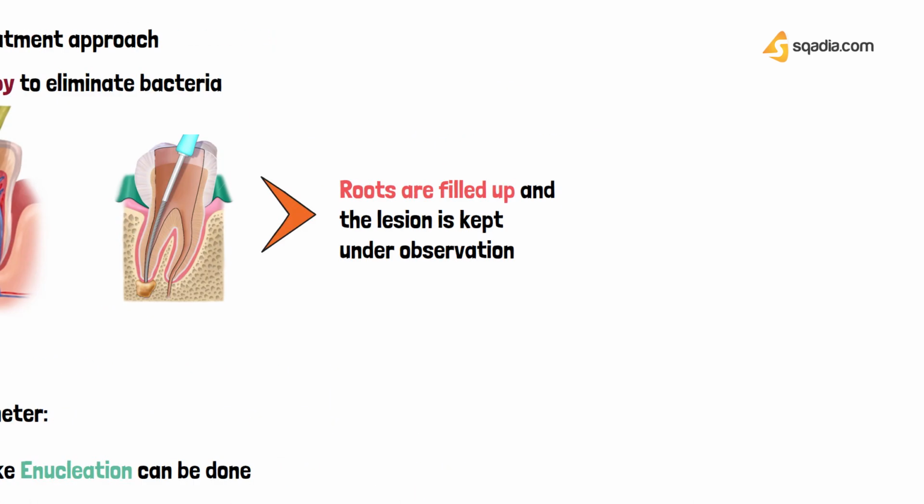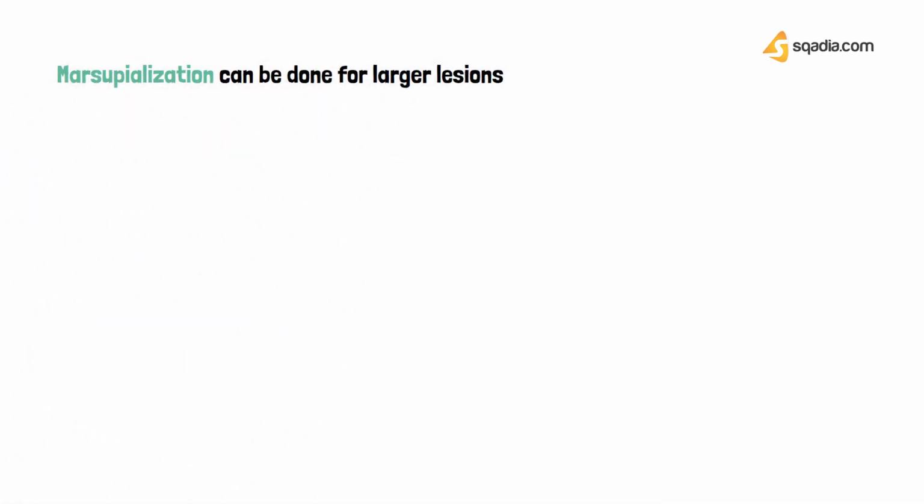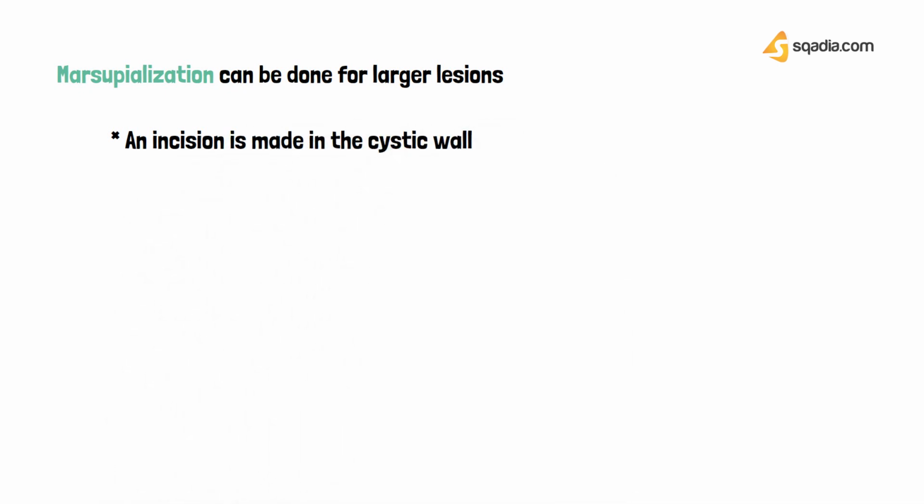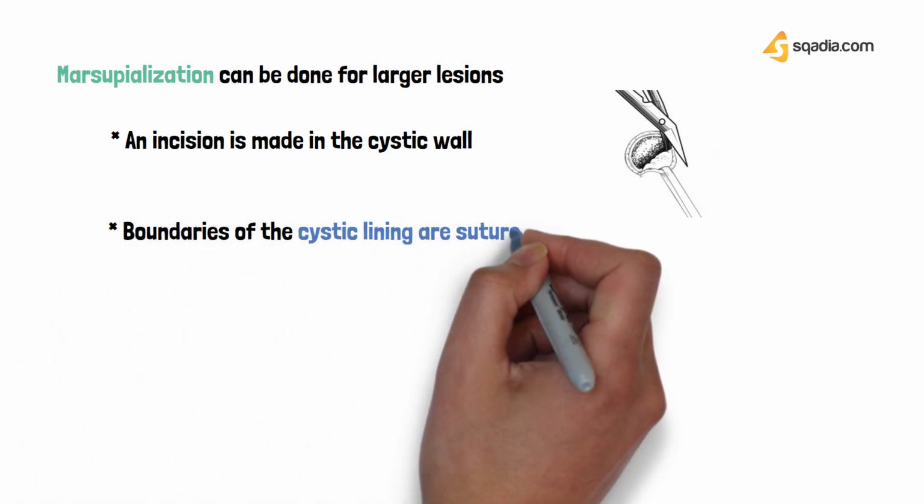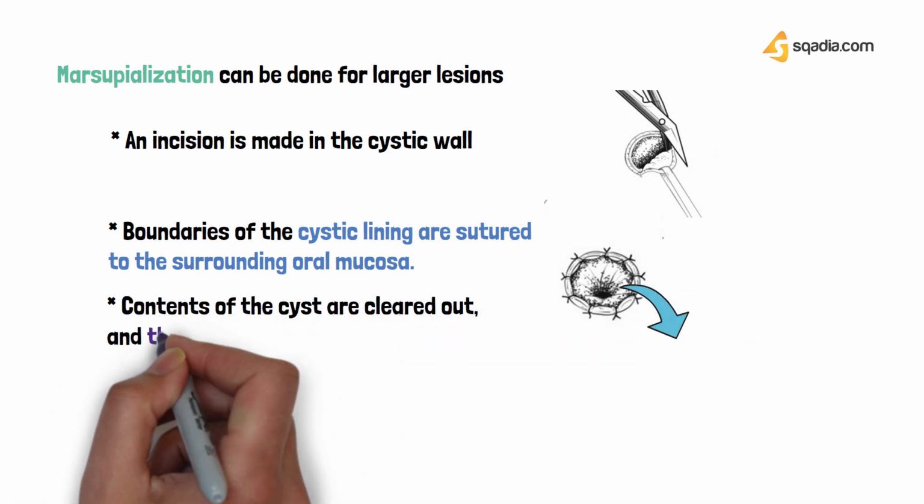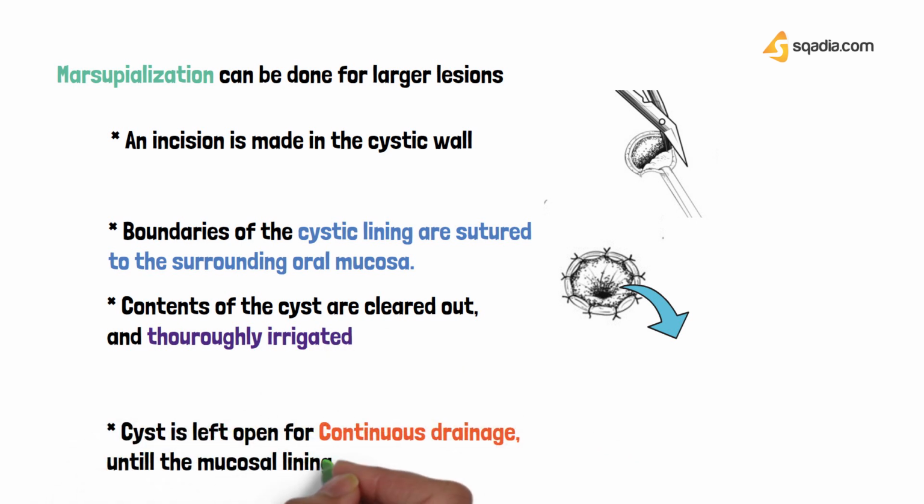We can also carry out marsupialization. Basically, an incision is made in the cystic wall. When this incision is made, the boundaries of the cystic lining are sutured to the surrounding oral mucosa, as we can see in this picture. Now, the contents of the cyst are cleared out and it is thoroughly irrigated. The cyst is then left open for continuous drainage until the mucosal lining completely heals within 2 weeks.